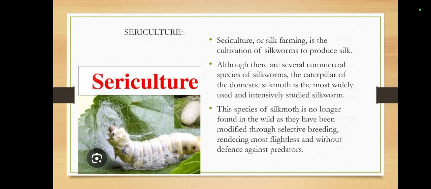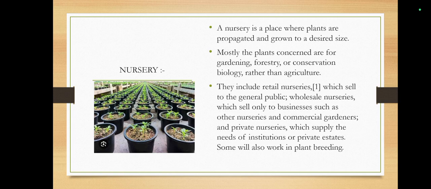The next allied activity is nursery. We all have visited a nursery. What is a nursery? Where plants are grown. Now, a nursery is a place where plants are propagated and grown to desired size. A nurseryman is a person who owns or works in a nursery.